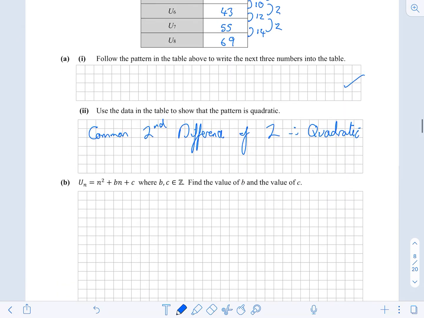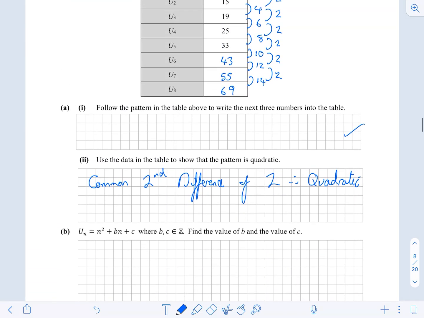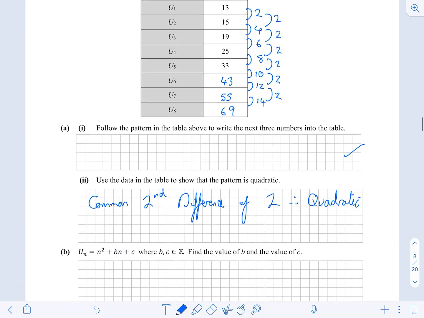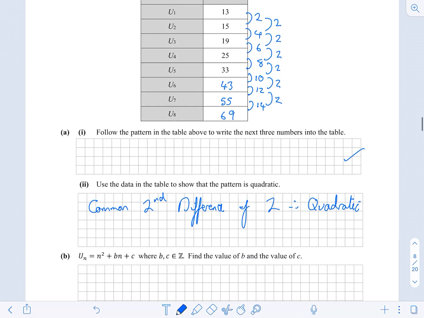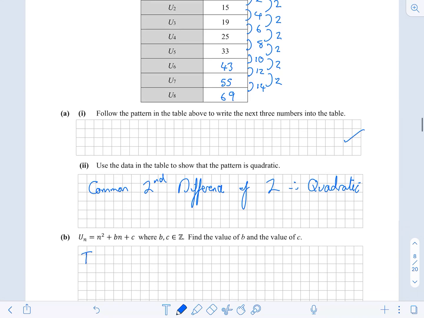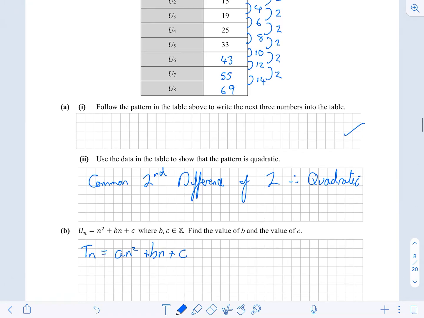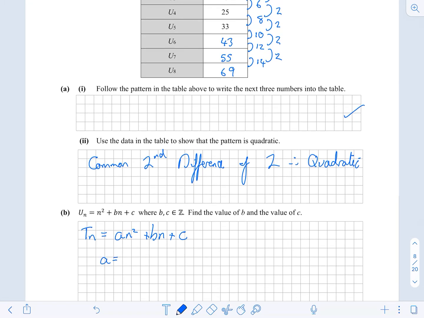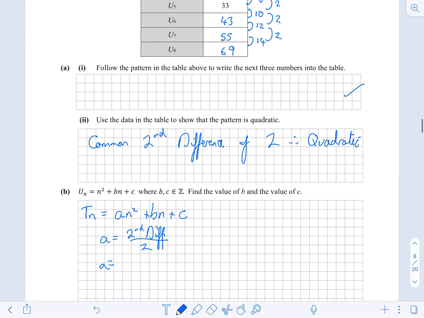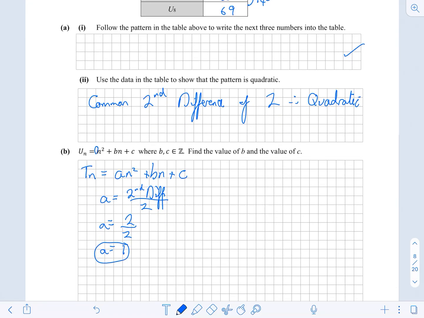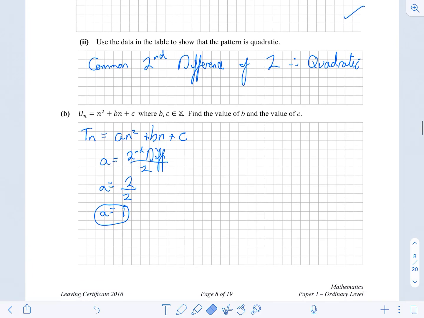Find the values of b and c. What that is asking us to do effectively is use our system to crack what the formula for the quadratic pattern is, what Tn is. We know that Tn takes the form an squared plus bn plus c, and we know that a is always equal to the second difference over 2. So a must equal 2 over 2, so a must equal 1. And that agrees with the a over here, so they actually told us that in the question, but no harm in doing it anyway. So our a is 1.